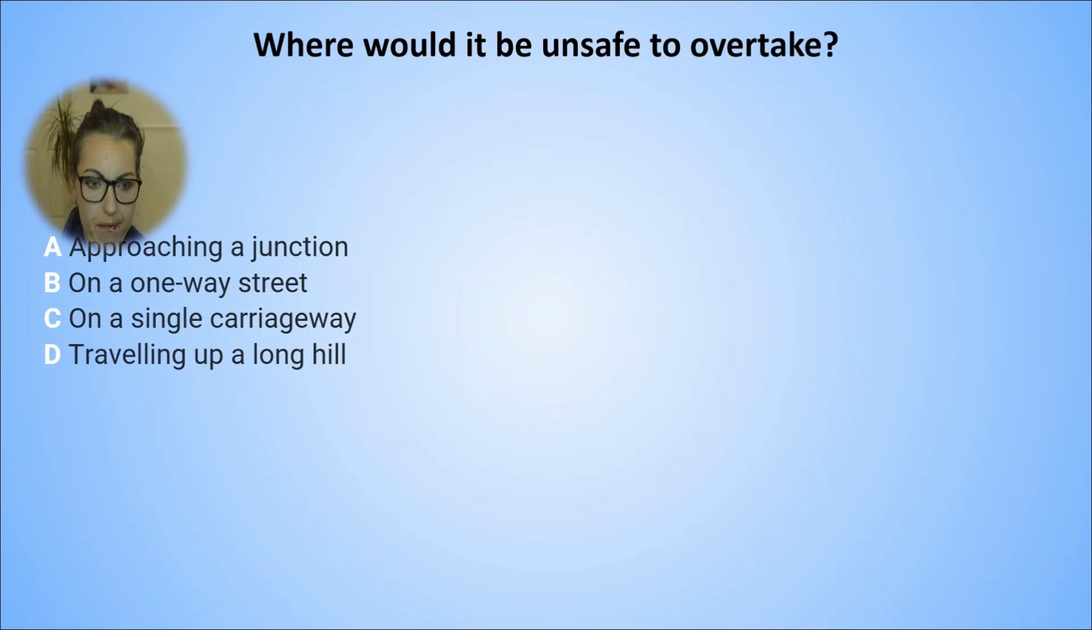Next question. Where would it be unsafe to overtake? A. Approaching a junction. B. On a one-way street. C. On a single carriageway. D. Traveling up a long hill.